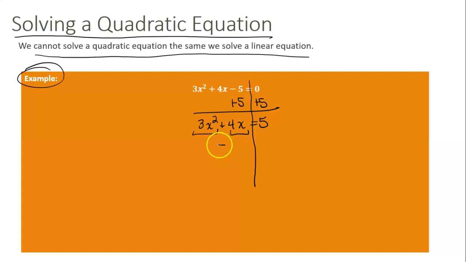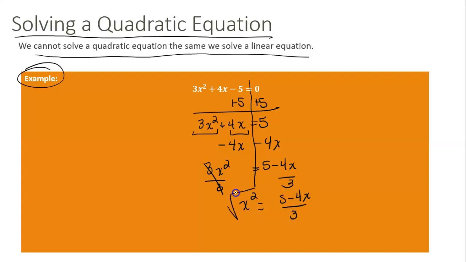Well, maybe we need to subtract the 4x from each side to get the x squared alone. So now we have 3x squared equals 5 minus 4x. Well, maybe we divide both sides by 3 to get the x squared alone. So it's x squared equals (5 minus 4x) over 3. But how do I get rid of the x squared? Well, now I'm supposed to do the square root of both sides.